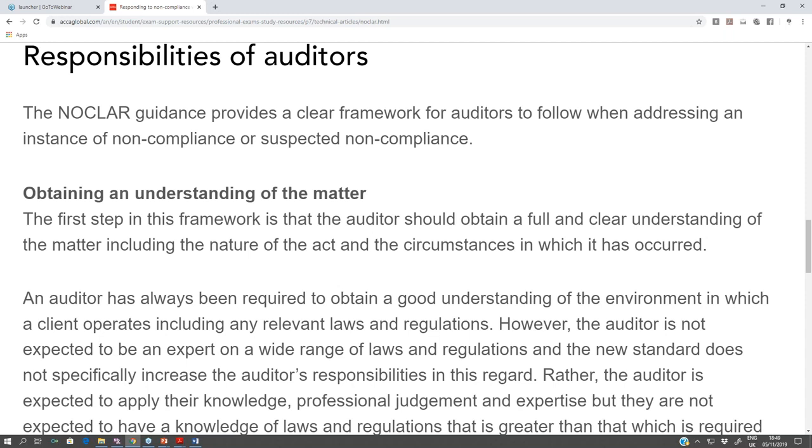So the email of Len has been very important, because it has informed you that there is a non-compliance, right? And because of the non-compliance, what are the responsibilities of an auditor? So will you be clicking this article on the website of ACCA, downloading it and reading it, so that you know what the fundamental responsibilities of an auditor are when there is a non-compliance?